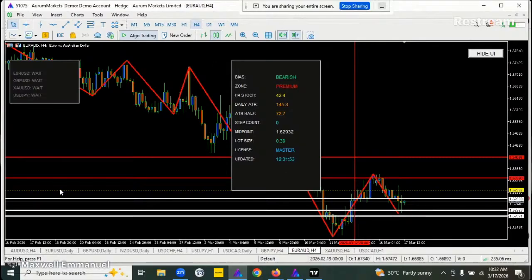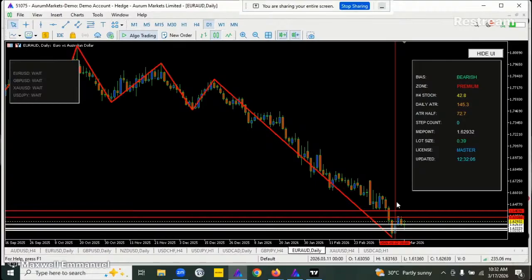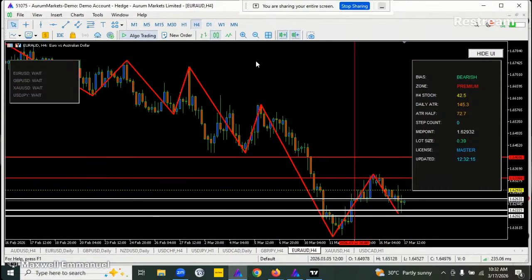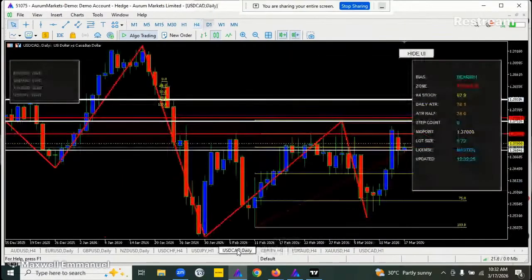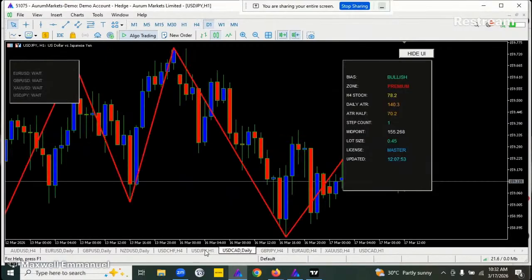I'm expecting Euro should buy. Let me see the daily candle. Yesterday's candle closed bearish. That's why the buyers here are bearish. I'm expecting hopefully at the end of today's market it should change to bullish.